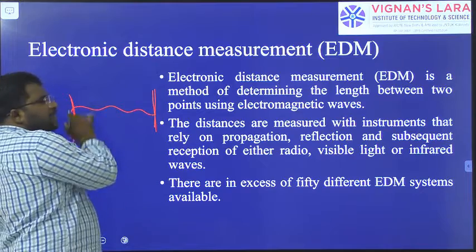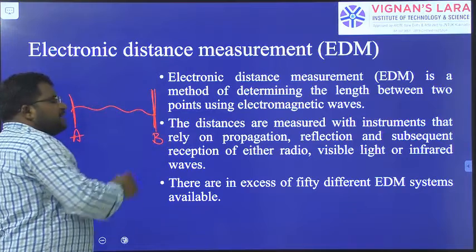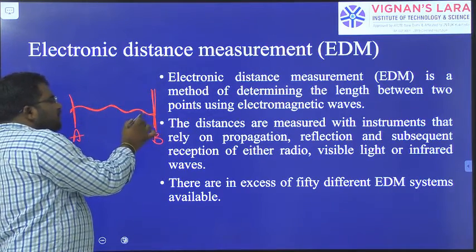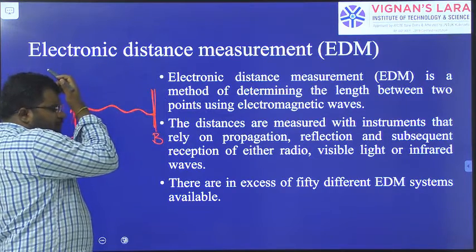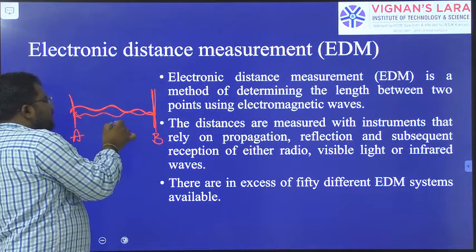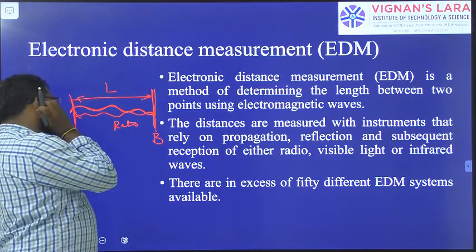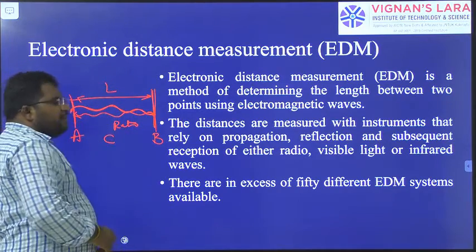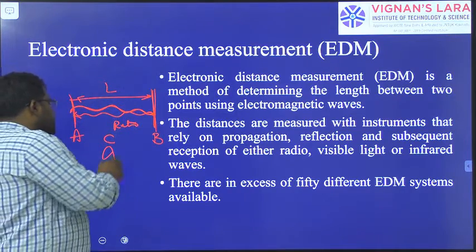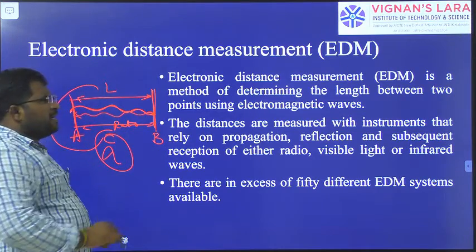If you have set up the instrument at A, at point B we are going to keep a reflecting surface, so that the electromagnetic rays generated from here travel there, touch the surface, and come back again with the reflection, right? So we are going to know the total length of this. By knowing the light velocity and the wavelength, we are going to know the length between A and B. This is the basic principle, right?